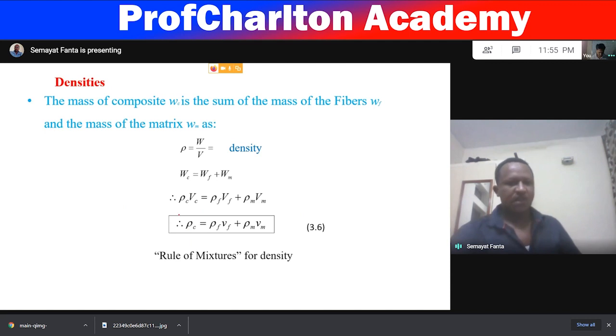This is also the total density of composite, which is equal to density of fiber times volume fraction of fiber plus density of matrix times volume fraction of matrix. This rule is known as the rule of mixture. We call it the rule of mixture.